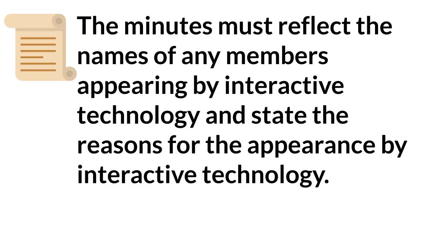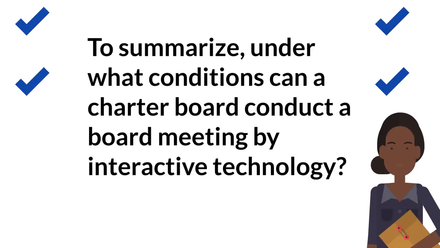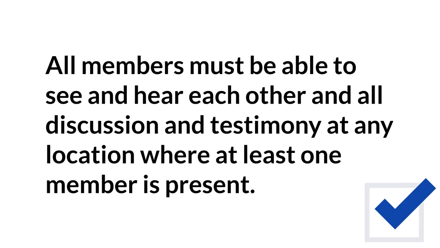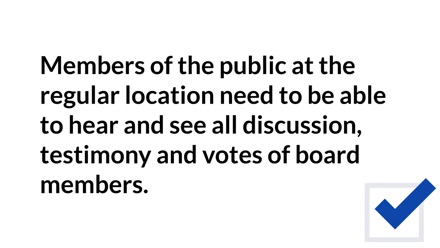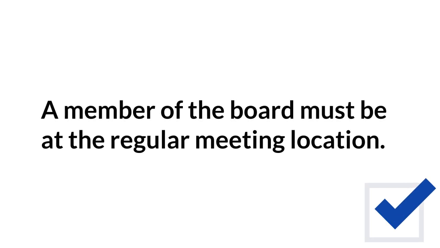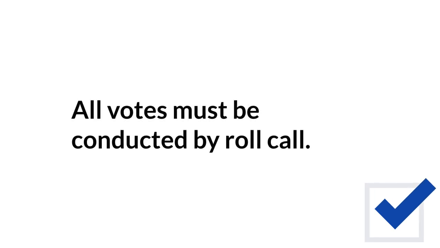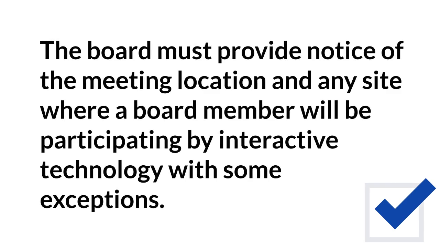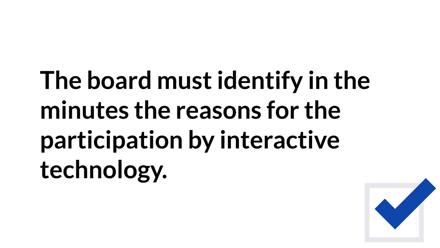To summarize, under what conditions can a charter board conduct a board meeting by interactive technology? All members must be able to see and hear each other and all discussion and testimony at any location where at least one member is present. Members of the public at the regular location need to be able to hear and see all discussion, testimony, and votes of board members. A member of the board must be at the regular meeting location. All votes must be conducted by roll call. The board must provide notice of the meeting location and any site where a board member will be participating by interactive technology, with some exceptions. The board must identify in the minutes the reasons for the participation by interactive technology.